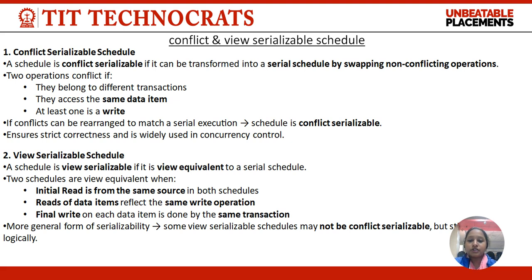Conflict serializable schedule. A schedule is conflict serializable if we can convert it into a serial schedule by swapping non-conflicting operations. Conflict occurs when two different transactions access the same data and at least one of the operations is a write. And the second is view serializable schedule. A schedule is view serializable if it is view equivalent to a serial schedule. This means the initial read, intermediate reads, and final write must match the serial schedule.